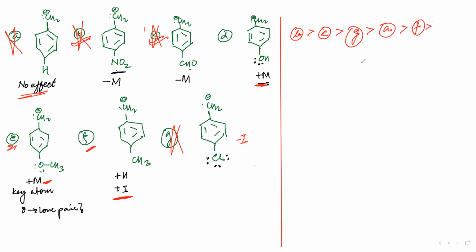F. Now the next one is between D and E. Between D and E, the most destabilizing is D, and then it is E. So E, then D is the most destabilizing one. If you want to know which has more capacity of electron density, which has more plus M capacity, you can see the resonance structure.